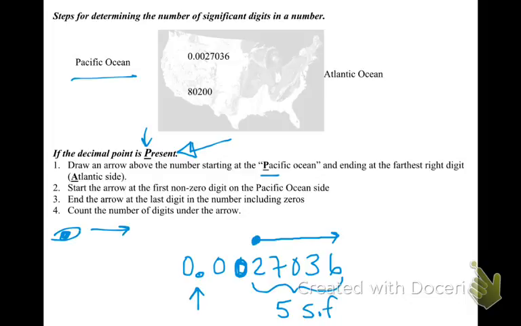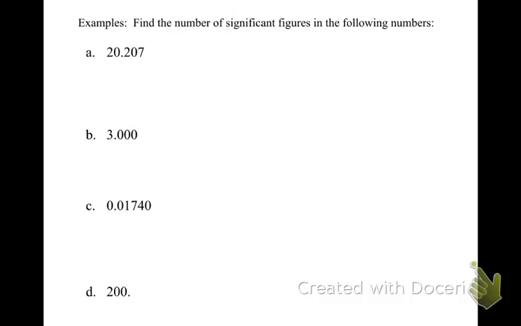Hopefully that was kind of a refresher for you. So let's try these examples. For all of them, our decimal happens to be present, so we're going to come from the Pacific side and look at all of these numbers from left to right. We place our dot over the first non-zero digit, draw our arrow and continue it from left to right, and we count 1, 2, 3, 4, 5. So this number has 5 significant figures.